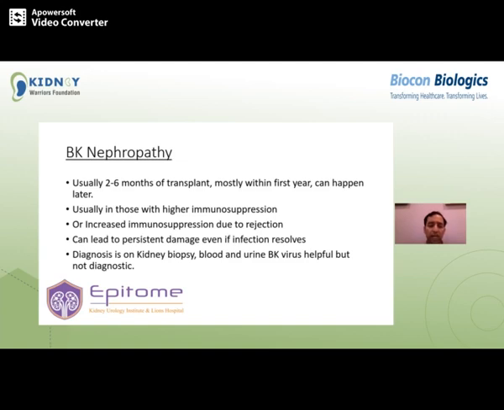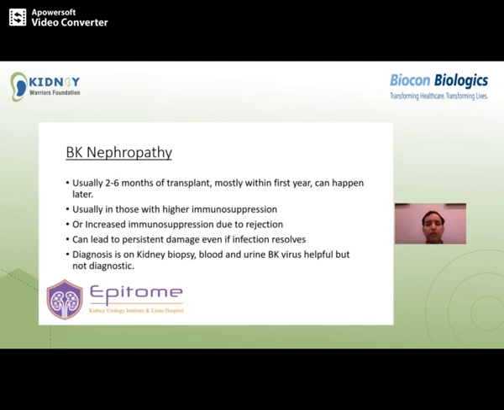Another feature could be that if someone has had a rejection, let's say at 1 year or 2 years or 3 years after transplant, in those settings also we increase immunosuppression, and a few months after that also BK virus can activate and start causing damage. Another feature to know about is that it can lead to persistent damage even after the infection has been cured or the infection resolves. The diagnosis of BK nephropathy is only possible on kidney biopsy.